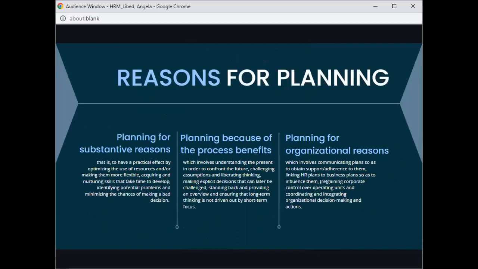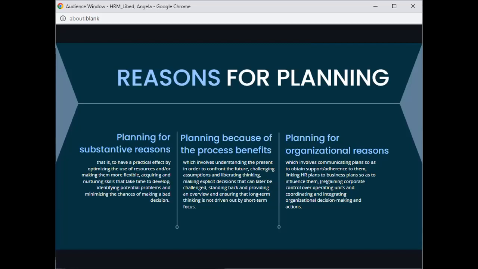Then, there are reasons for planning. First is planning for substantive reasons, that is, to have a practical effect by optimizing the use of resources and making them more flexible, acquiring and nurturing skills that take time to develop, identifying potential problems, and minimizing the chances of making a bad decision.